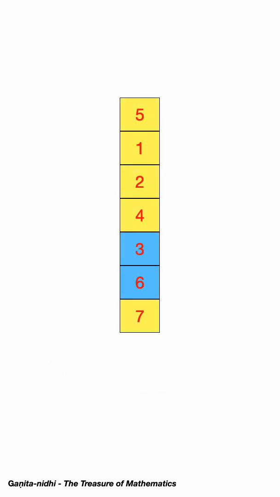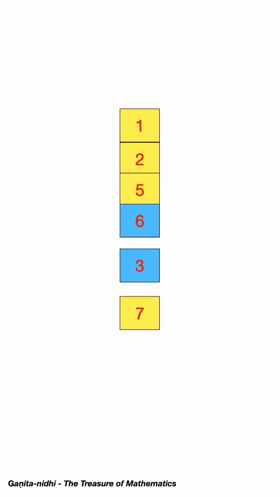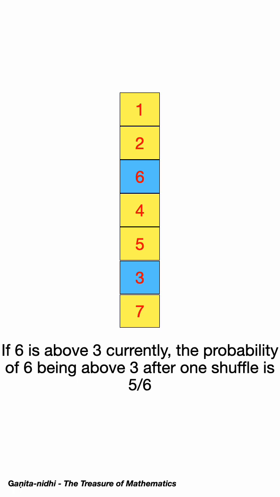We can generalize to see that if 3 is above 6 currently, the probability of 6 being above 3 after one shuffle will always be 1 by 6. Let's look at another position where 6 is above 3 already. The probability of 6 being above 3 after one shuffle will be 5 by 6, because the relative position between 3 and 6 changes only if we happen to pick 3 and take it to the top.